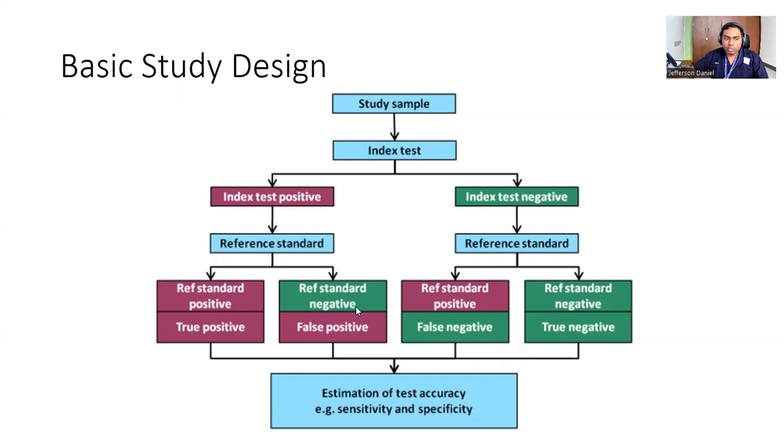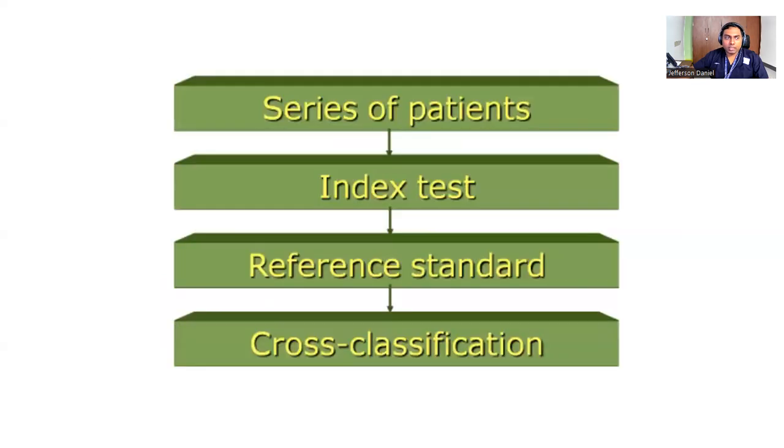Sometimes the reference standard is negative, but the TrueNat test is positive. That means it's a false positive. The reference standard is positive, but the index test is negative. That is a false negative. Both the reference standard and the index test are negative, which is a true negative. So you classify it as true positive, true negative, false positive, or false negative, based on which you calculate sensitivity and specificity for a specific test.